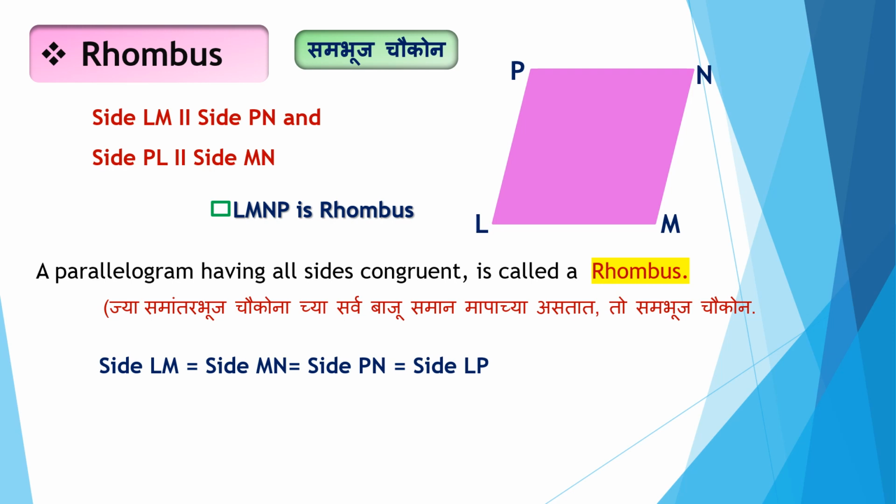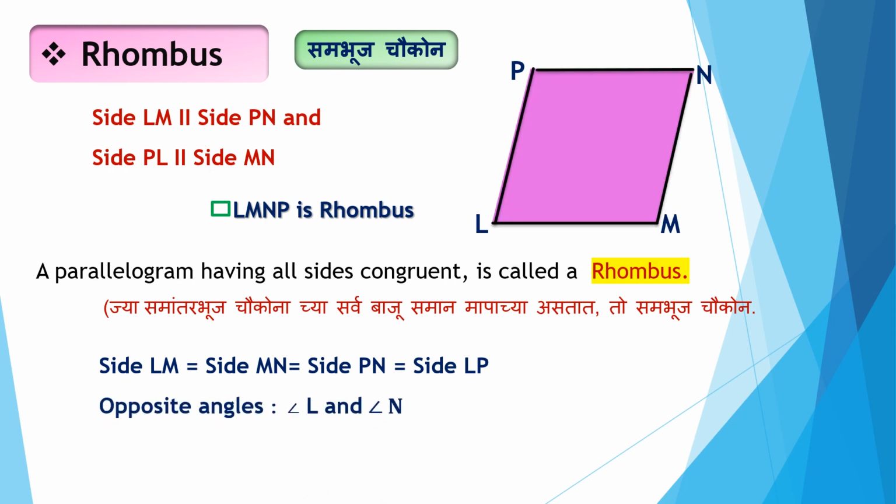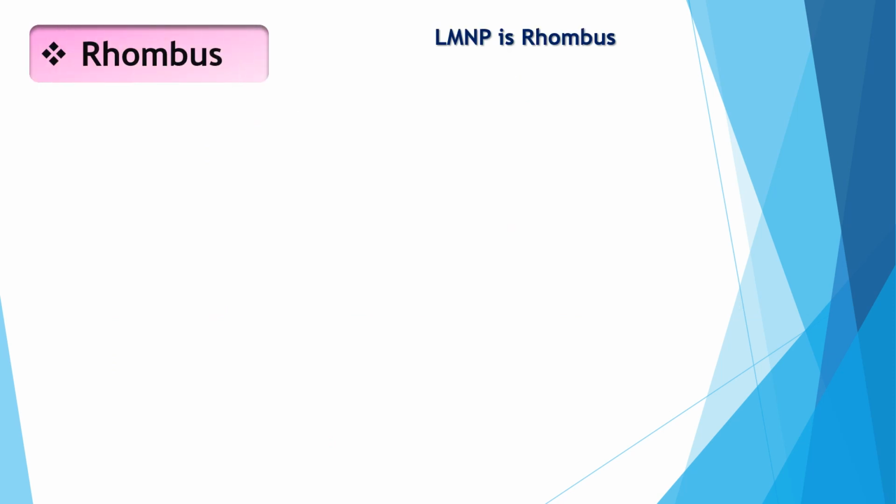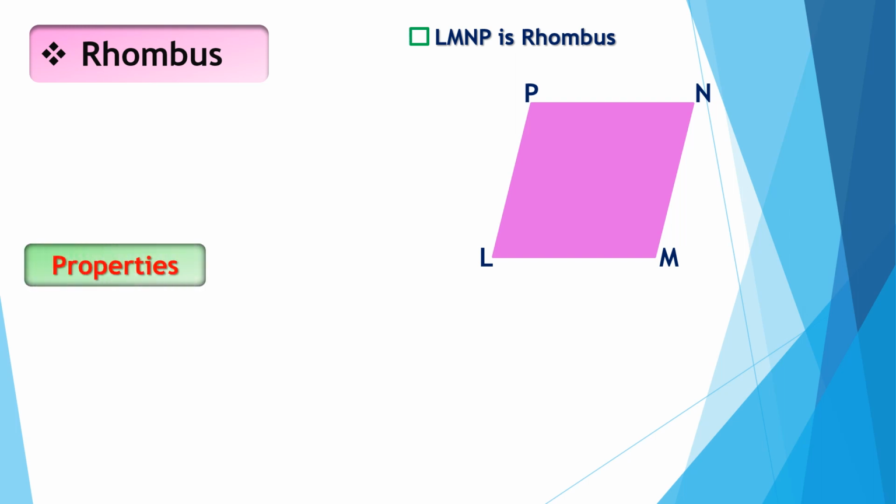Side LM, congruent side MN, congruent side PN and congruent side LP. Opposite angles are angle L and angle N, angle P and angle M. Now we see properties of a rhombus. Here we see quadrilateral LMNP is a rhombus.